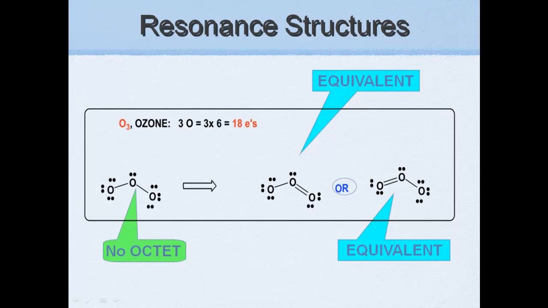Here you'll notice ozone has 3 oxygens. It has a total of 18 electrons. So with the central oxygen in ozone, it does not have an octet. Therefore, a double bond has to form. If we number our oxygen atoms 1, 2, 3, you'll notice that the double bond can either go between 2 and 3 or 1 and 2. So the question becomes, how do we know which bond will be the double bond?